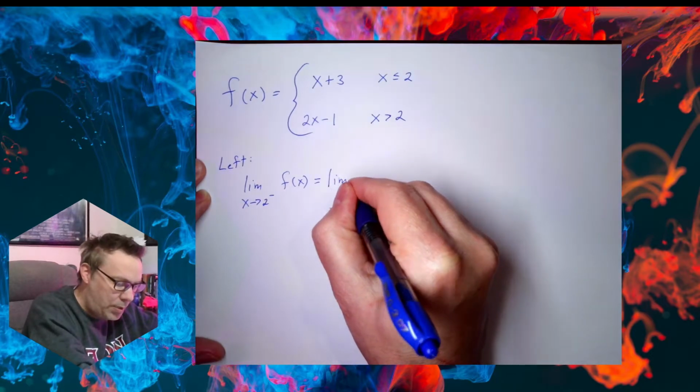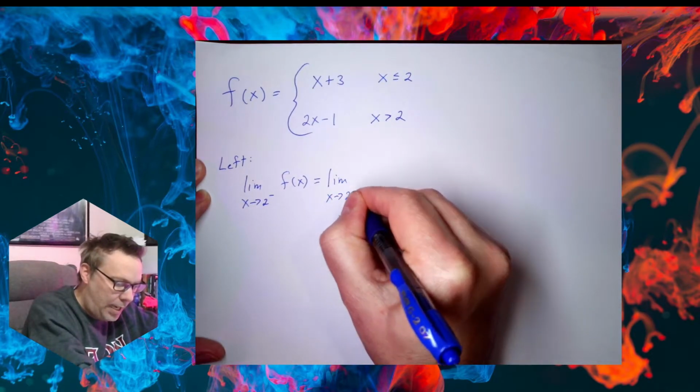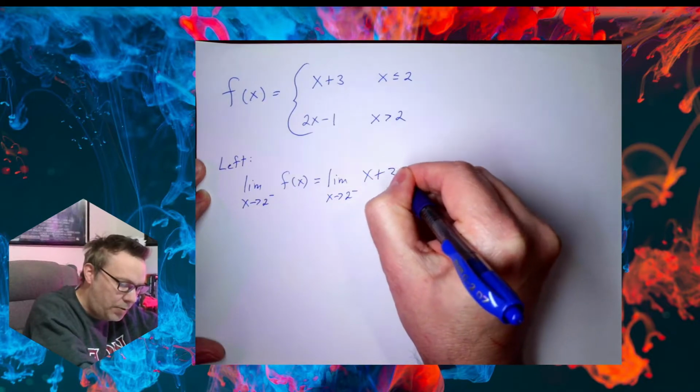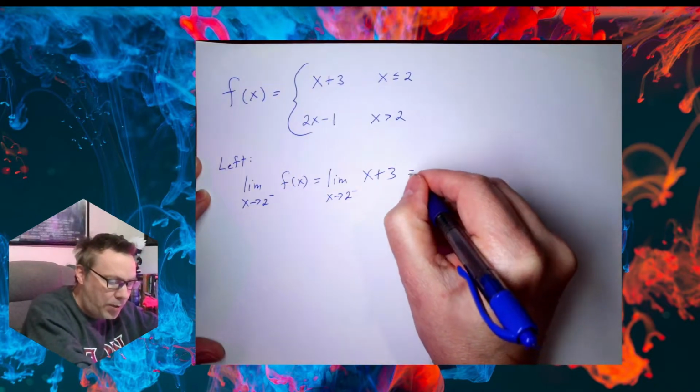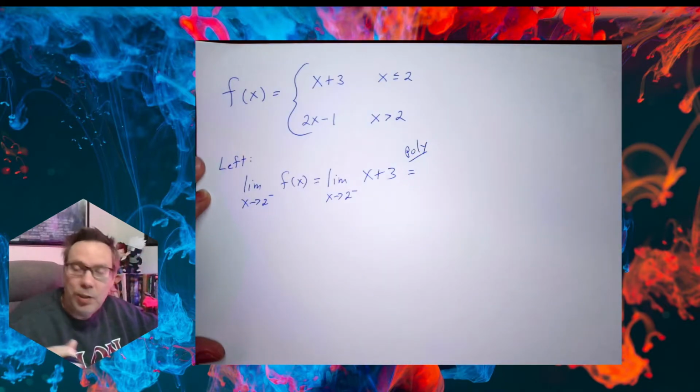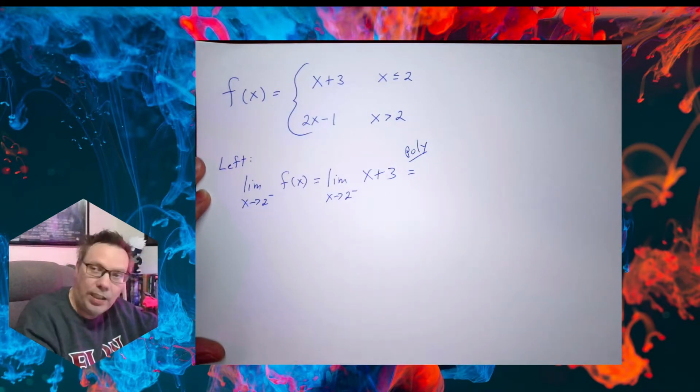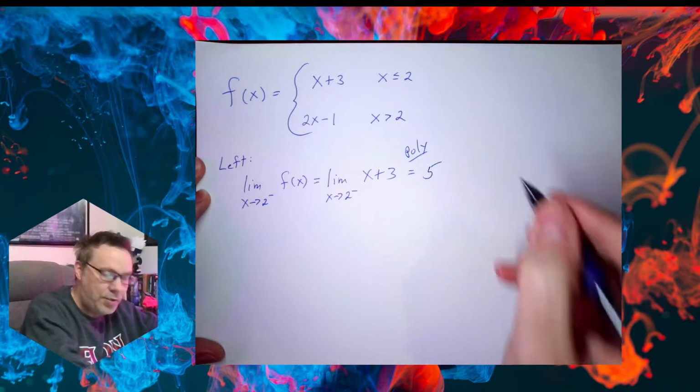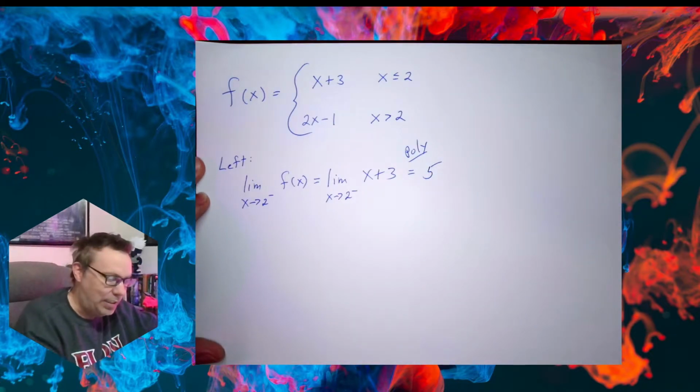So I'm going to make a replacement, and I'm going to replace it with x plus 3. Now, x plus 3 is a nice polynomial. And one thing we can do with polynomials is plug in my number. So my answer is 5. So that's my left-hand limit.